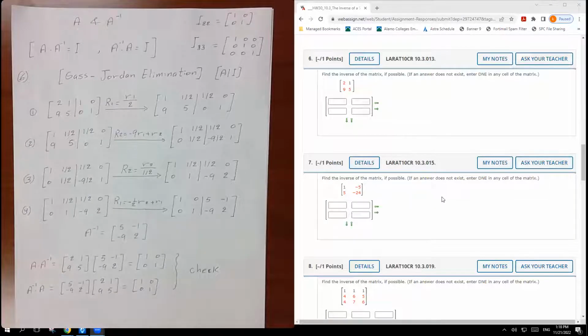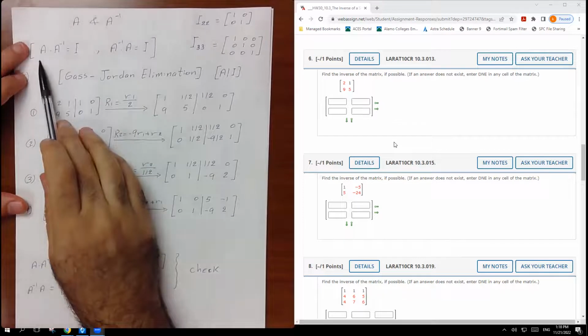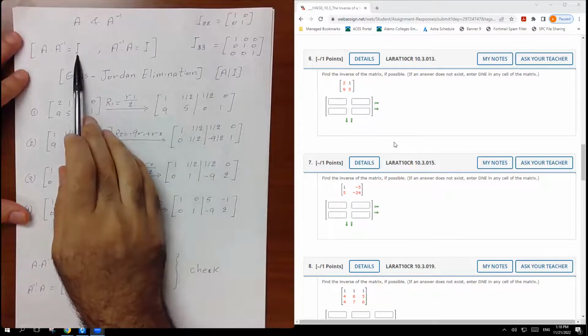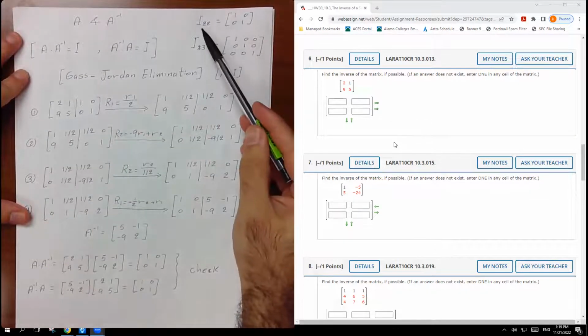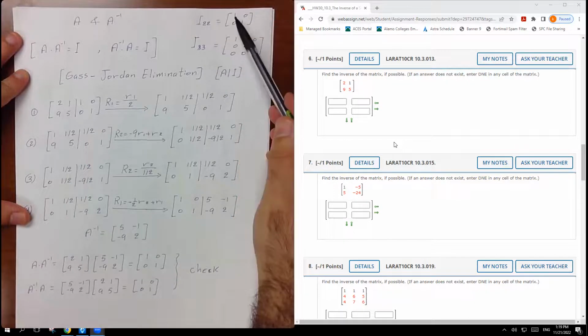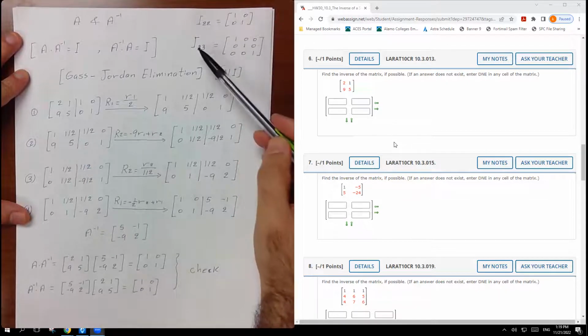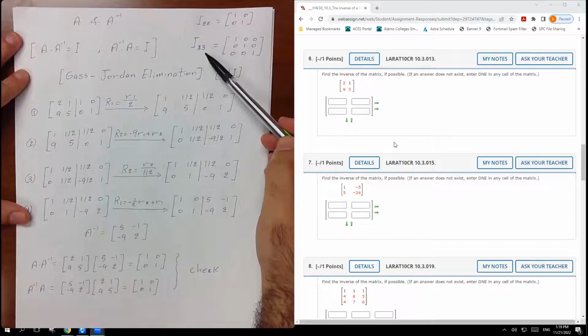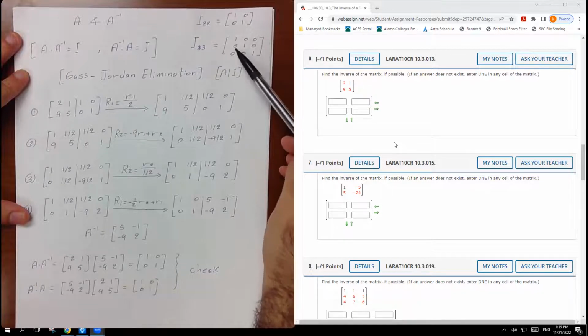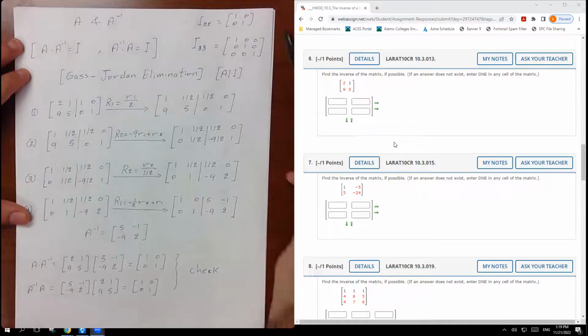So for example 6, I did all the steps. Let's see. Again, we already know A times the inverse equals the identity. The identity matrix for dimension 2 times 2 is going to be 1, 0, 0, 1. The identity matrix for 3 times 3 dimension is going to be 1, 0, 0, 0, 1, 0, and the same thing keeps going if you have dimension 4 times 4.